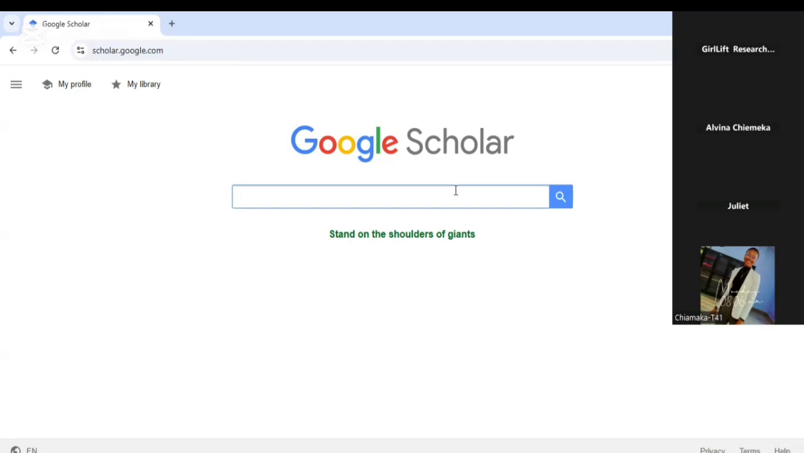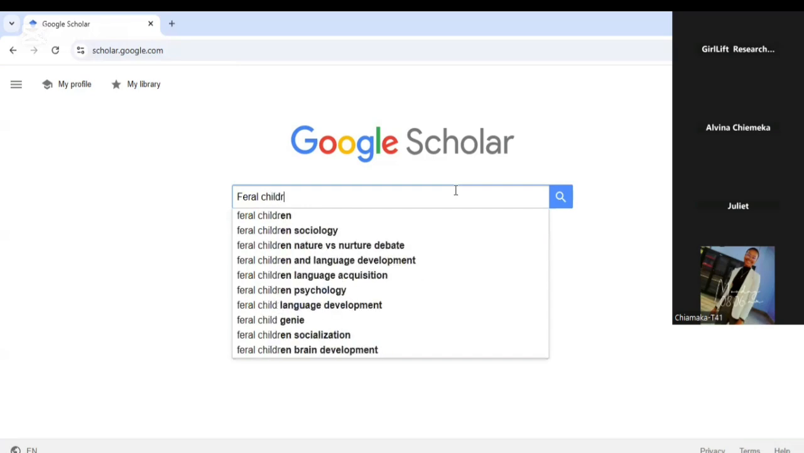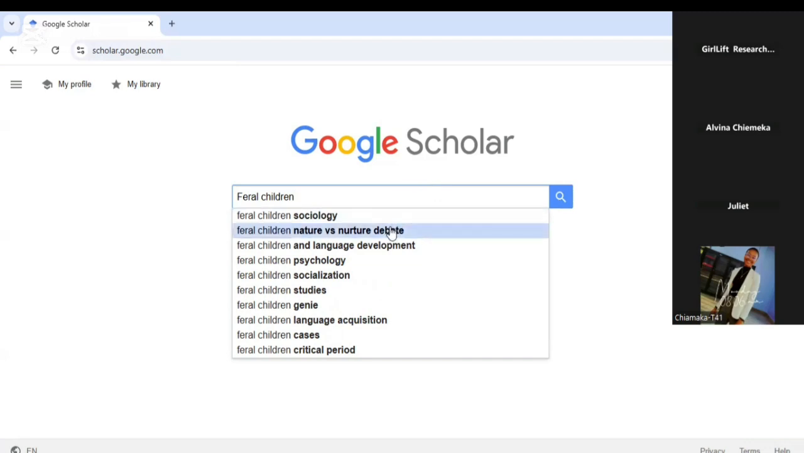So remember the example we used about feral children, right? Do we recall that example when we were talking about brief analysis? Yes, ma. Okay, so we are going to do a search on feral children. Let's just start there. So you just type in what you want. Now, this is quite broad. If you want to specify, oh, now beautiful. Remember that nature and nurture debate we talked about, right? You could source it specifically.